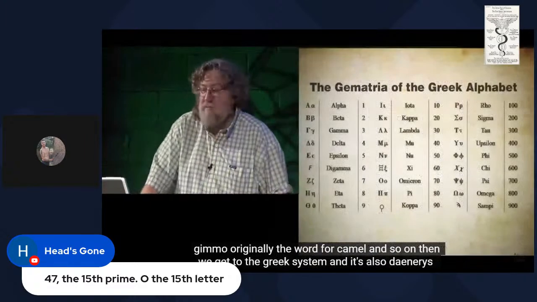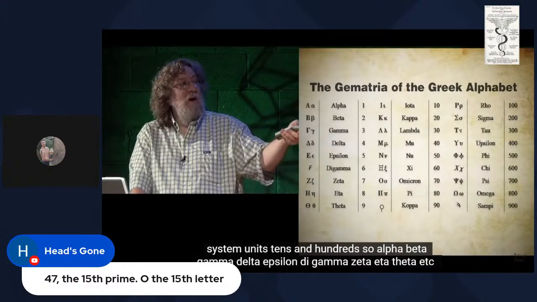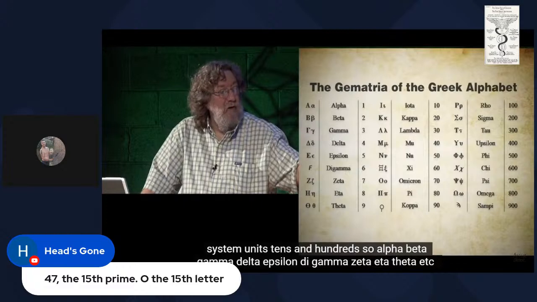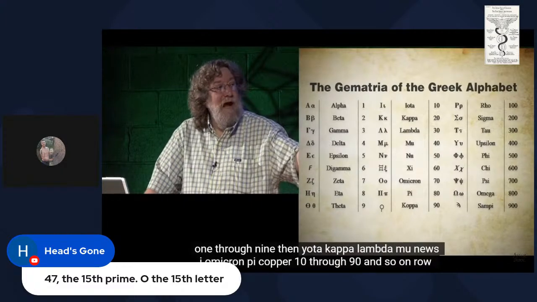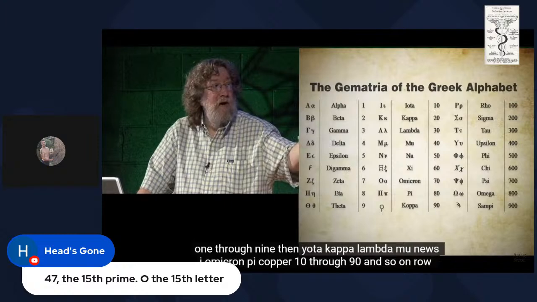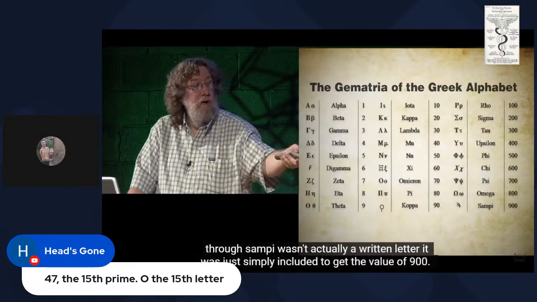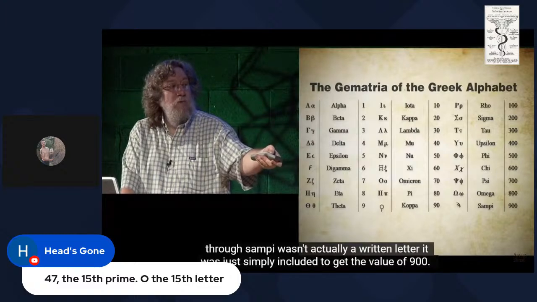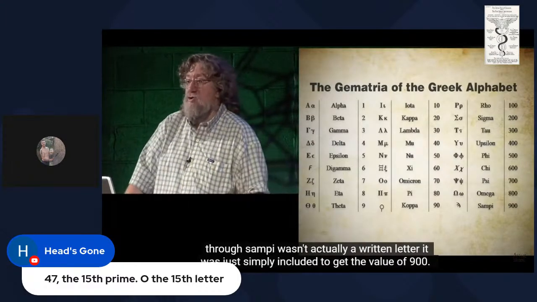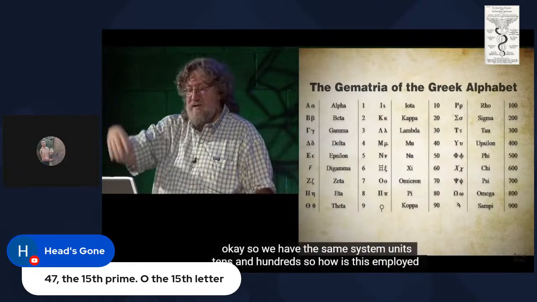Then we get to the Greek system, and it's also a denary system: units, tens, and hundreds. So alpha, beta, gamma, delta, epsilon, digamma, zeta, eta, theta, etc., 1 through 9. Then iota, kappa, lambda, mu, nu, xi, omicron, pi, koppa, 10 through 90, and so on. Rho through Sampi wasn't actually a written letter. It was just included to get the value of 900. Okay, so we have the same system: units, tens, and hundreds.